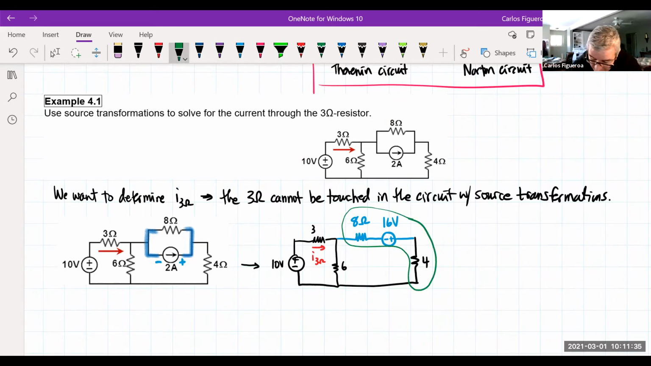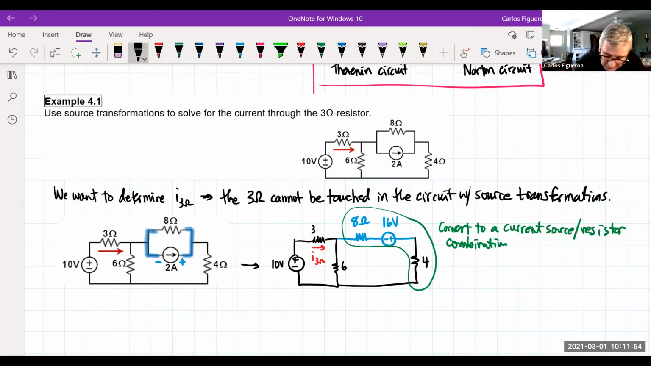I'm going to convert to a current source. Resistor combination. Now remember, when I look at this thing, this is 8 plus 4, so that's a 12 ohm resistor. And then I have a 16 volt source. So note, this tells me that my Thevenin resistance, which is the same as my Norton resistance, is 12. So this has to be the same as my Norton.